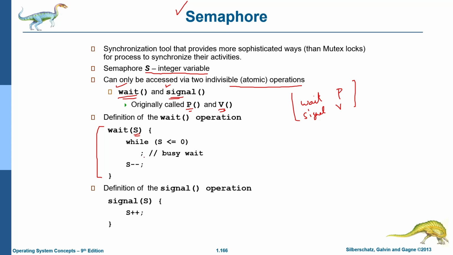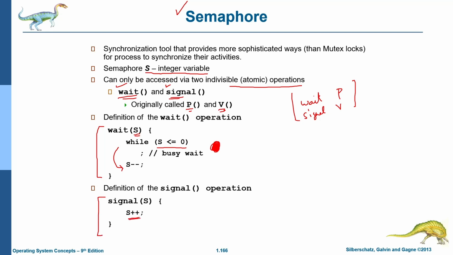Okay? But the wait operation is very simple. If the value of the integer is not positive, just like if it's less than or equal to 0, then you busy wait. Keep spinning in the while statement. Don't go further. You are stuck. But if the value is positive, then you decrement the value and continue. When you are done, you signal. Signal is very simple. You just increment the value.